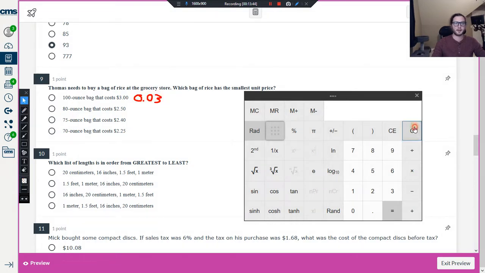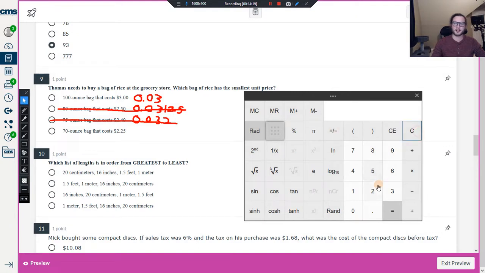Pretty low. The next one is $2.50 divided by 80 ounces. And that gives us a little bit more, so 0.03, but this one has some more stuff that comes after it. So this one is higher. This one's not the answer. The next one after that is going to be $2.40 divided by 75 ounces. That gives us, again, it's a little bit more, so 0.032. Again, a little bit more, so that one is out.